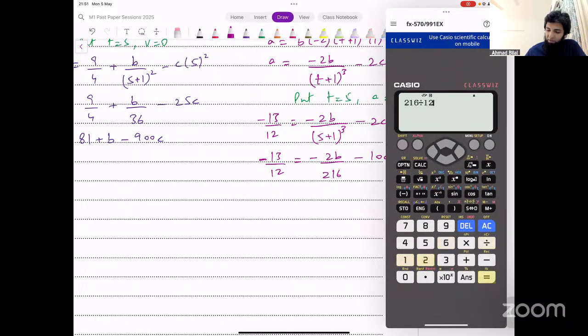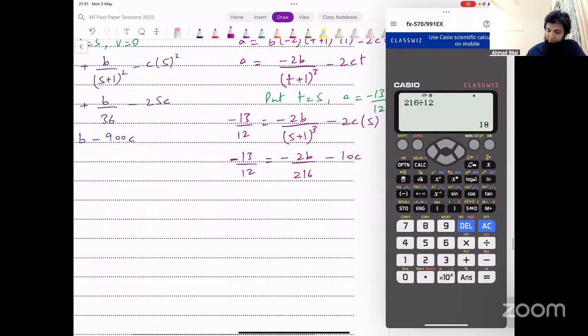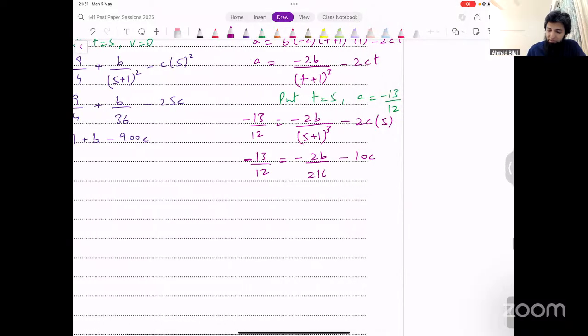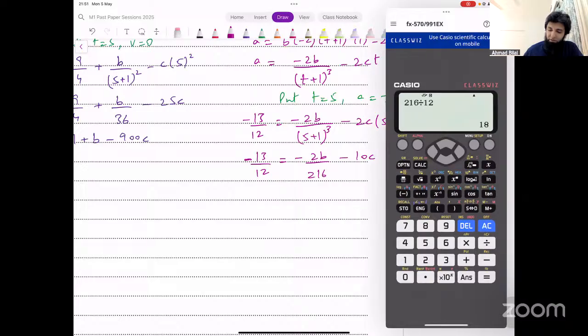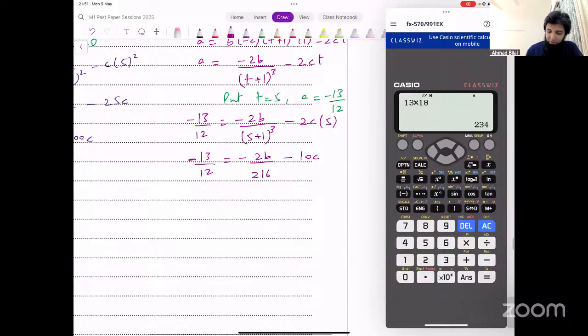216 divided by 12, yeah, that's divisible. So we can say 216 is the LCM. I'll just multiply everything by 216 to get rid of the fraction, right? What would that give us? 18, 13 into 18, that's 234 minus 234.